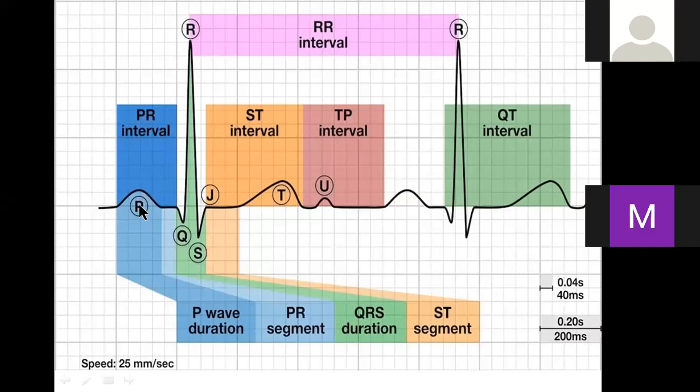The interval always includes a wave. PR interval includes the P wave. The ST interval includes the T wave. The TP interval includes the U wave. The RR interval includes many waves. So any interval includes waves, and the segment does not include any wave. This is ST segment. This is PQ segment, and like this. So from this, we will refer to this slide again and again, just for the normal ECG.